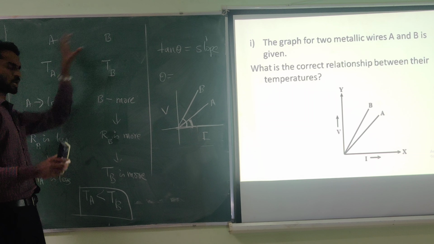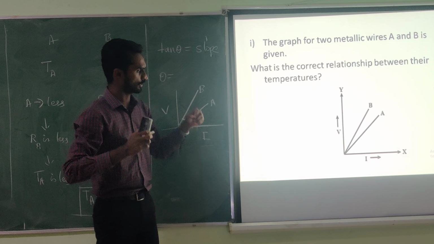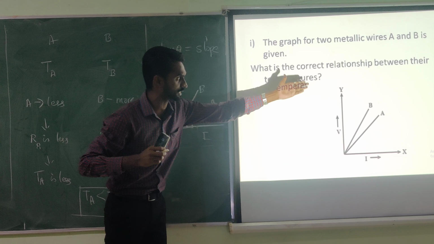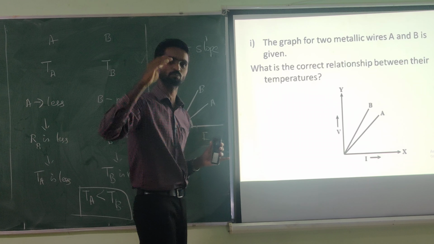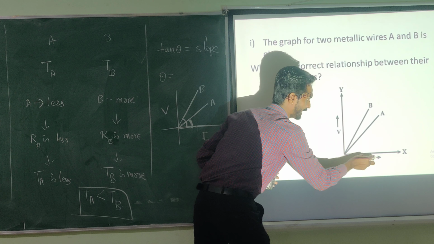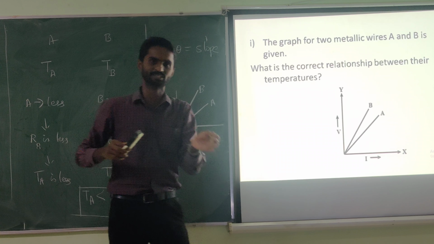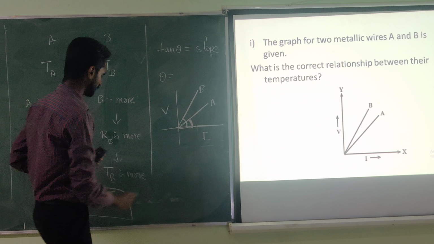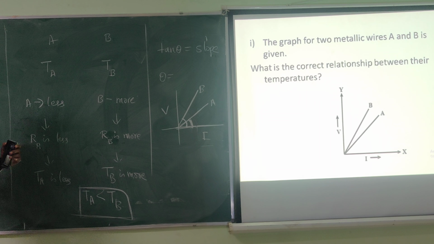You don't need to consider all these things. I'm just explaining how to identify. You need to identify immediately by observing the graph itself. Yes, this angle is more, so B has more resistance, more temperature. For graph A, the angle between graph A and the x-axis is less, so resistance is less, and temperature is less. So the temperature of A is less than the temperature of B.